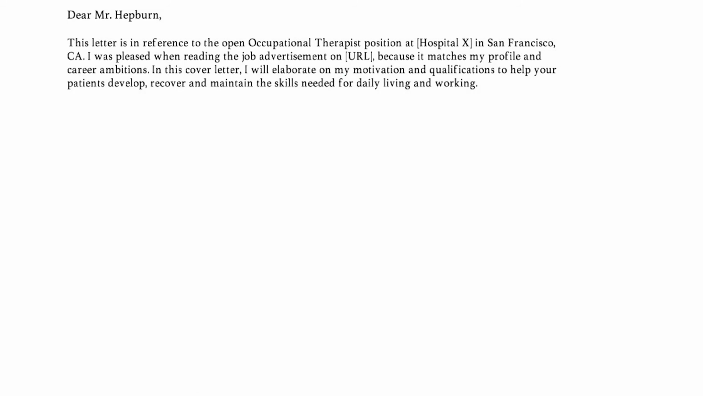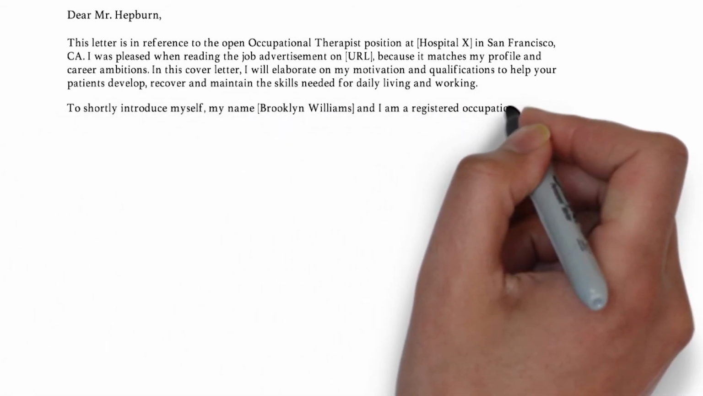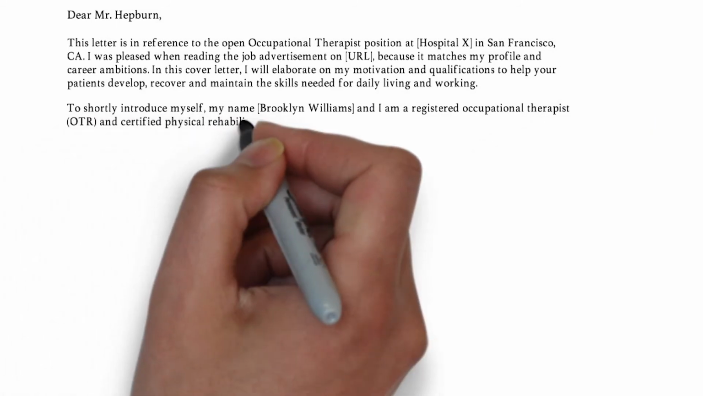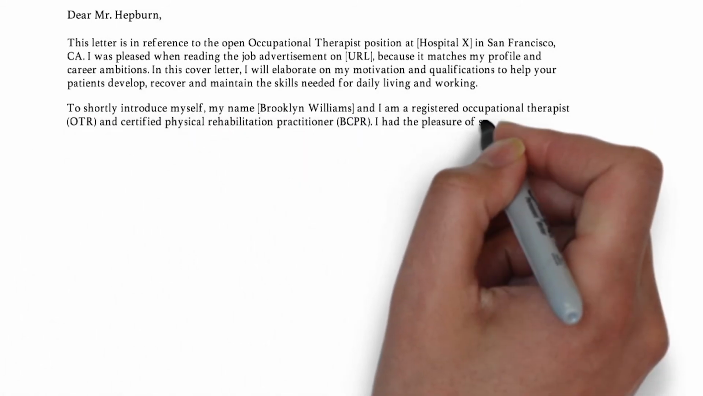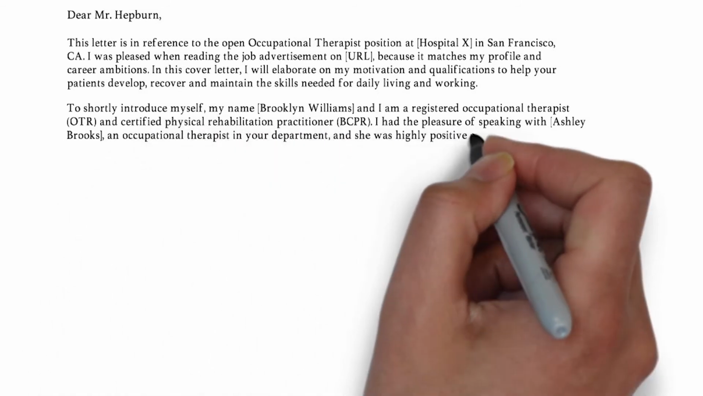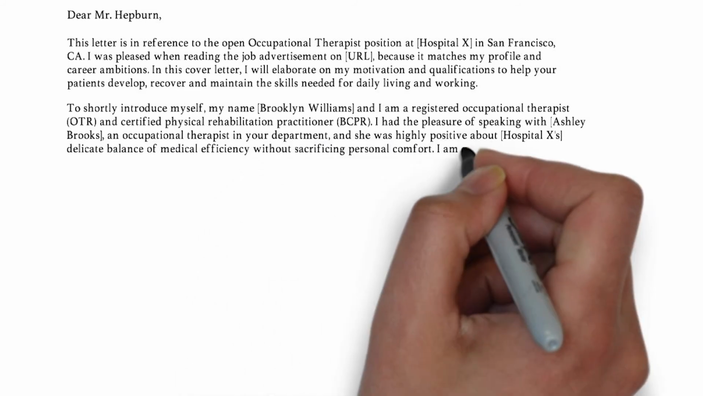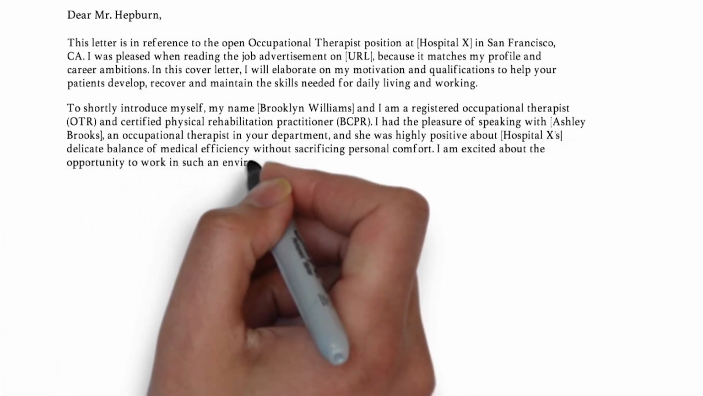In the second paragraph, you shortly introduce yourself, followed by a motivation for the job opportunity. Try to answer questions like, what makes you feel excited to work as an occupational therapist? Or, why do you want to work at their hospital? Key here is to direct the reader's attention and show that you are in fact interested in specifically this job role at their department.